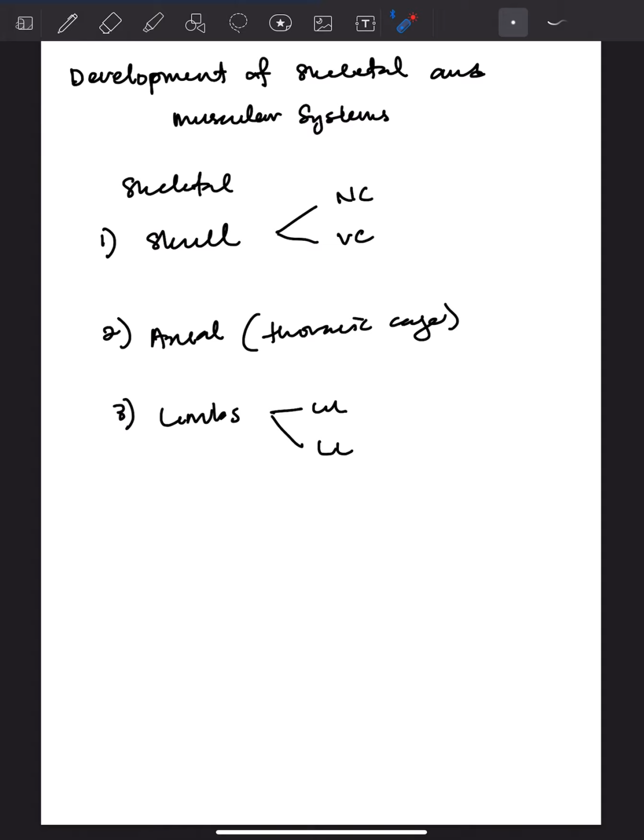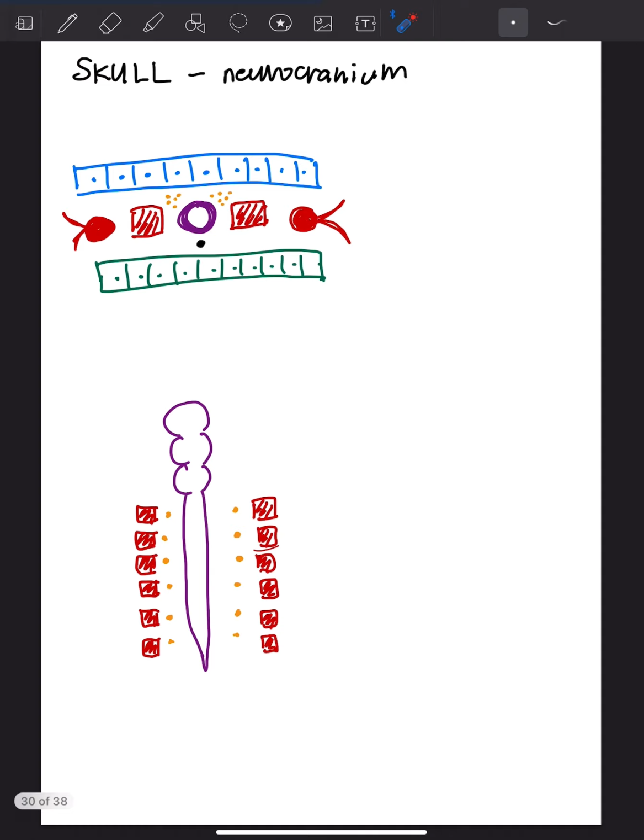All right, before we go on any further, we're just going to go back to embryology to learn about the development of the neurocranium, the development of the viscerocranium and the skull in general. This always has to be revised again. So remember you have the bilaminar disc of your embryo.